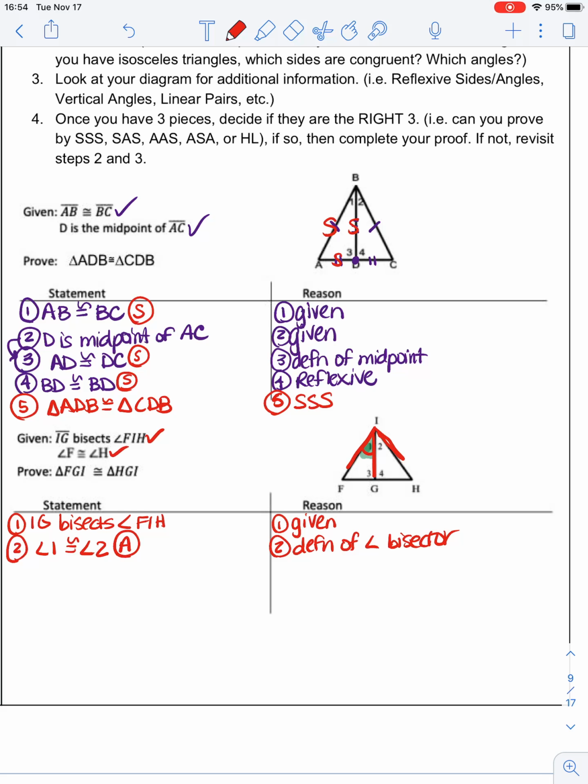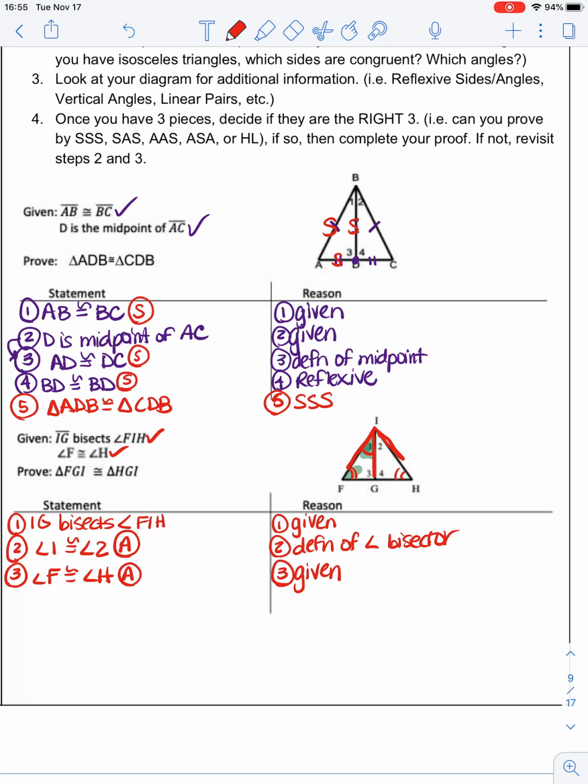Then I go, okay, well, what else do I know? So I need to go back to my given and see if there's anything else that I can use. Angle F is congruent to angle H, so I'm going to mark that. So now I have another angle. That was given. That's why I know that. So I'm all out of givens, and I don't have enough pieces. That's just angle and angle.